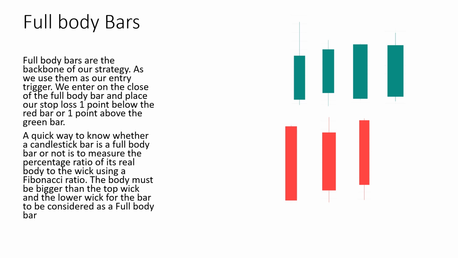Because we use these full body bars going against the long term trend, and we try to fade the short term momentum. So the criteria of this full body bar is the wick is smaller than the body, and the body is at least 50% or more than either wick, either the top wick or the bottom wick. Okay, 50%.